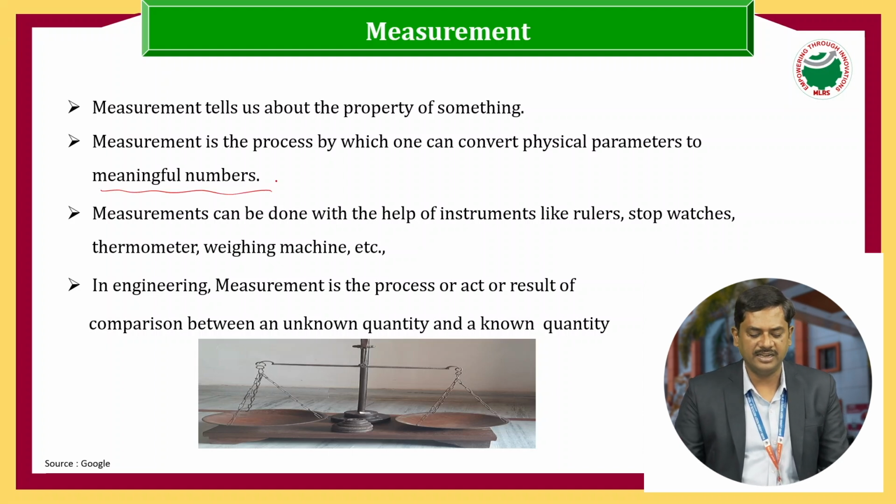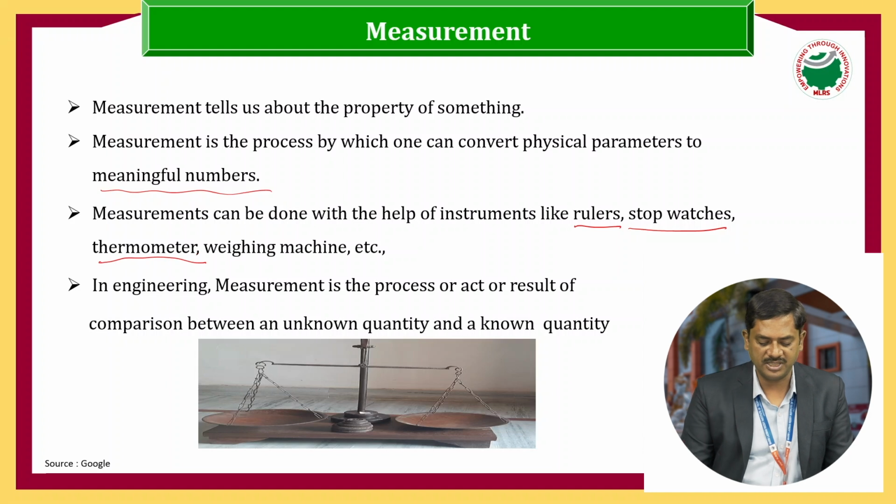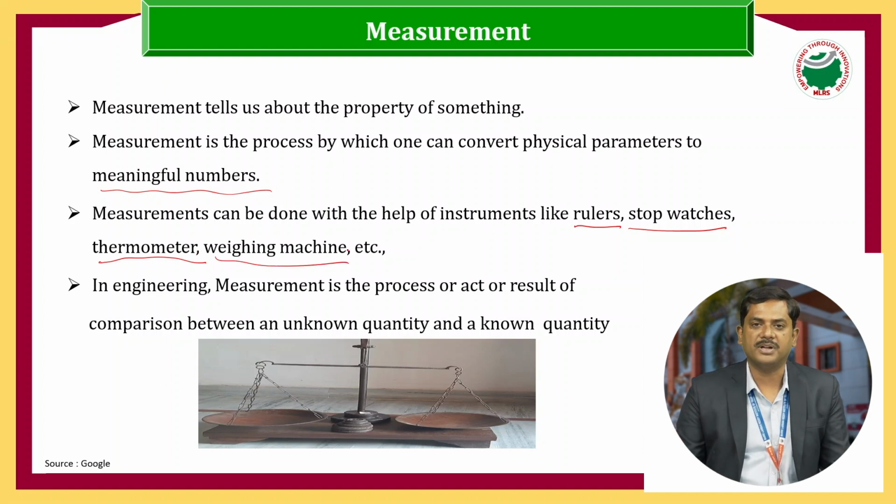If you can see clearly, for example, the watch that we wear will give you a measurement with respect to time. The rulers and scales will give you a particular measurement. So these are a few examples where measurements can be done with the help of instruments such as rulers and stopwatches. Stopwatches are used in games to know exactly when something started and ended. The thermometer is a device which tells you the measurement of temperature, and the weighing machine will tell you the weight of a human being.